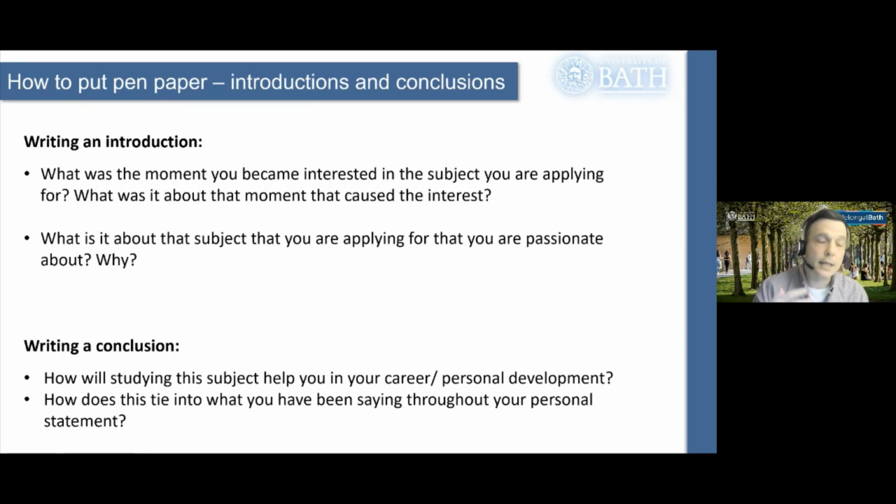It gives the person reading it a sense of your long-term planning and vision, and an understanding of the relevance of the course and where it fits in with your own personal development.